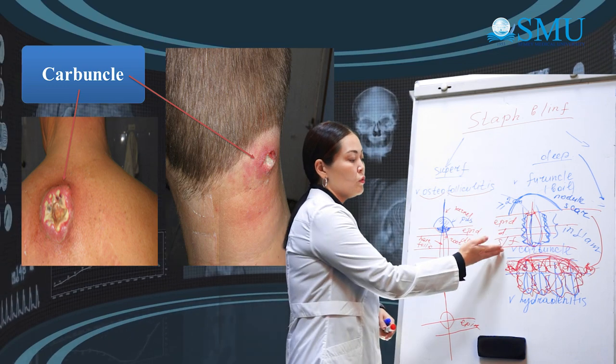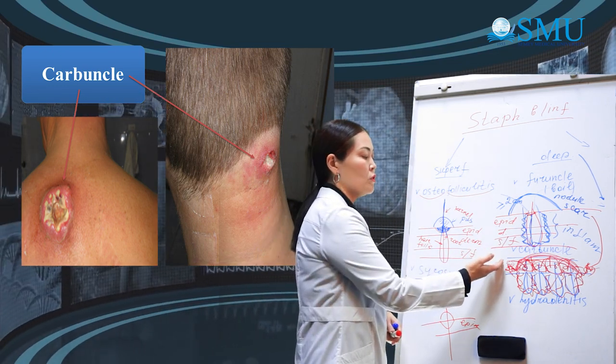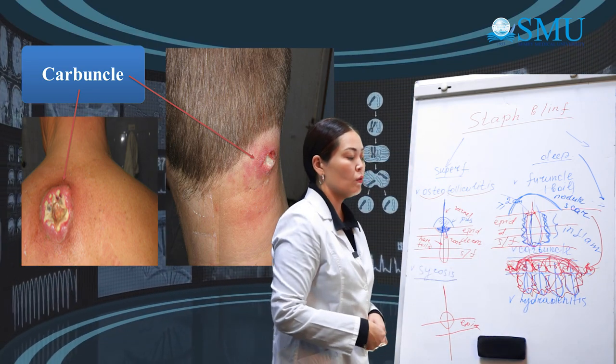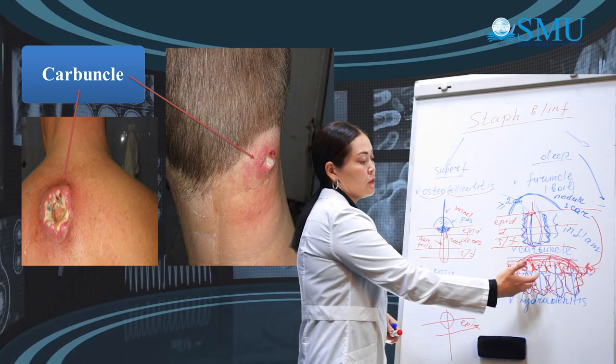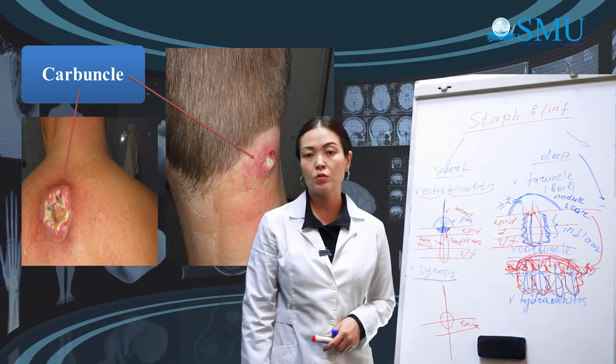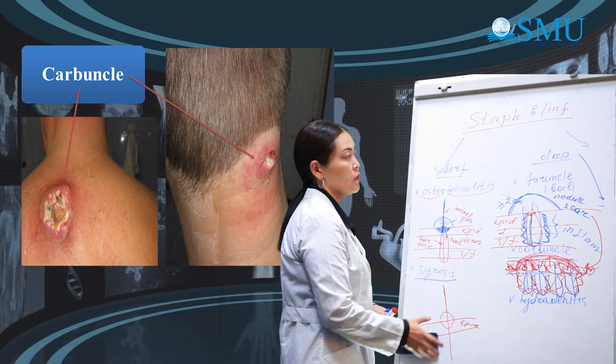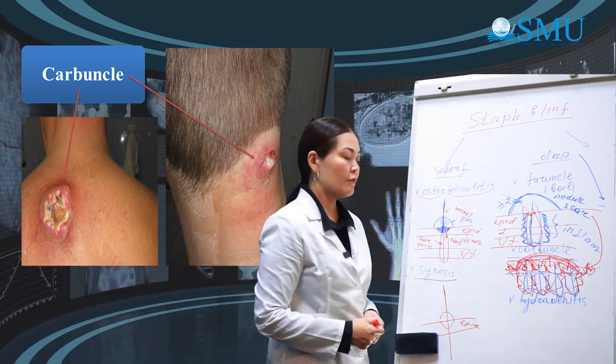Of course, carbuncle should first of all be treated by a surgeon, because if you see necrotic tissues, only surgery can cut these necrotic tissues, evacuate pus, put in drainage, and give the patient other treatment. And the last disease which you can see in staphylococcus infection.